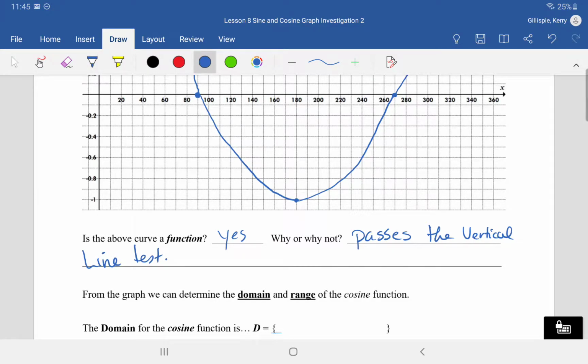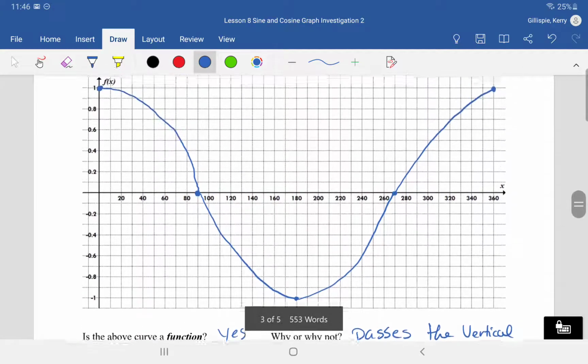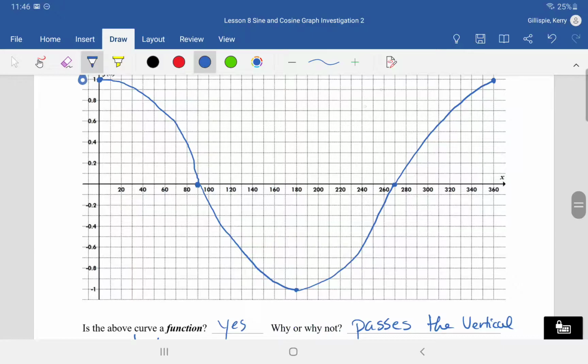On the previous sine example, I gave the reason that each x value had only one y value. This is just another reason why it is a function, just to recap that as well. So that means if I put a vertical line anywhere on this graph, it's only going to cross the function one time, making it a function.